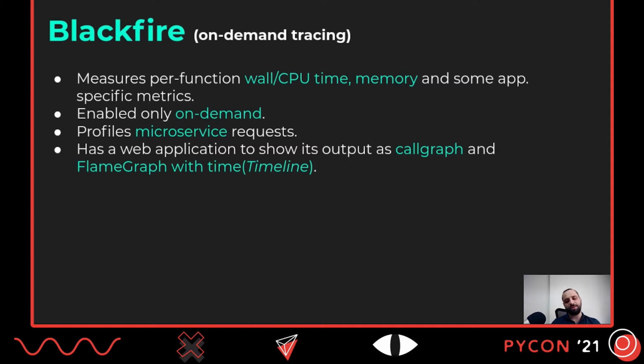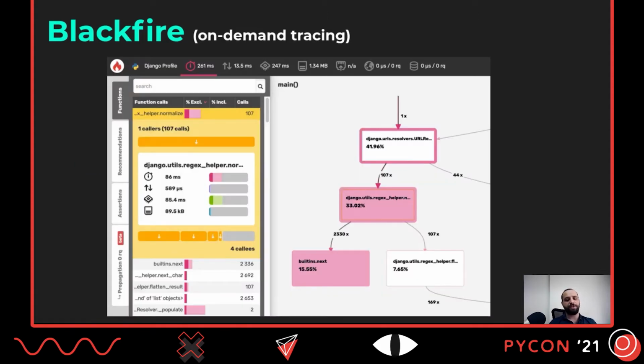Blackfire measures per function wall, CPU, and I/O time and memory simultaneously. It's enabled only on demand, thus it has zero overhead when the profiler is not used. It has a web UI to show its output as call graph and timeline, and timeline is pretty similar to flame graph. So let's dive in a little bit more on how Blackfire works.